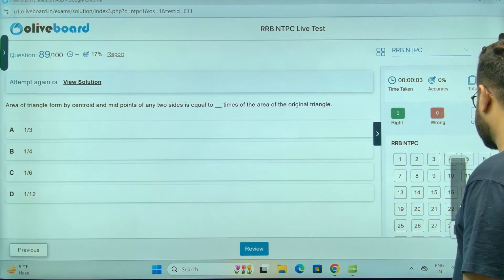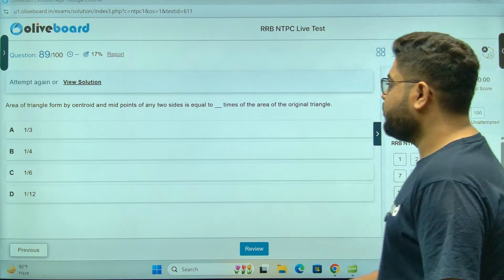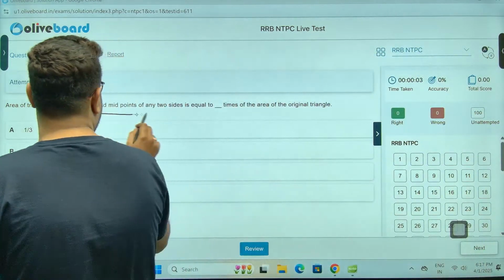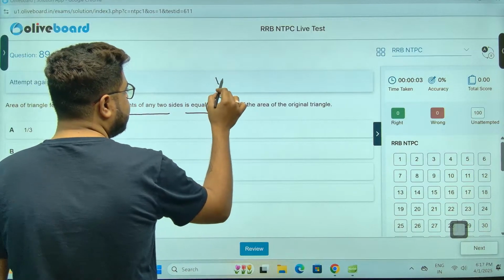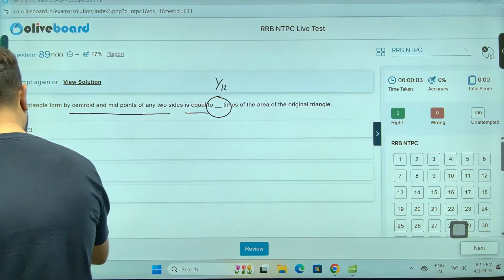Area of triangle. Okay sir, draw it again. By the centroid and the midpoints of any. Sir, this is 1 by 12th. Is it in the options? You see, option D, sir.